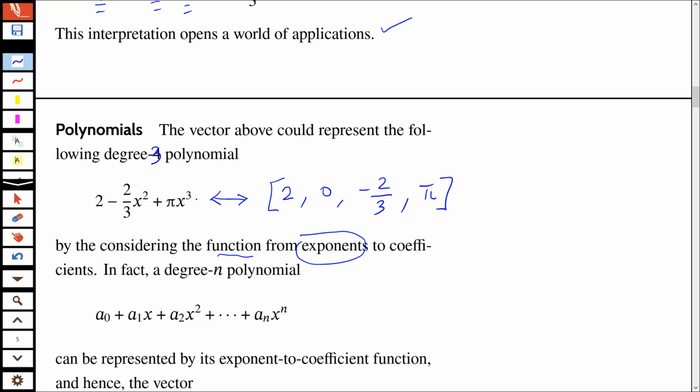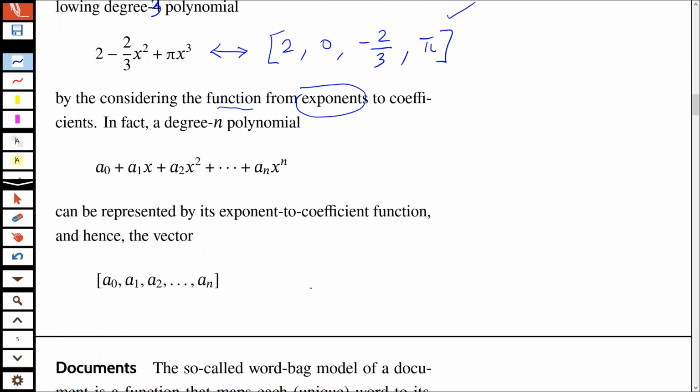So suddenly, this also means that a polynomial can be specified uniquely by a vector. This was the advantage of viewing this as a function. And in fact, any degree n polynomial of this form can be specified by a vector. I just list the coefficients and I see each coefficient as if it has been assigned to these exponents by some function. I imagine a function f which maps these exponents to coefficients, and that is why I can see the polynomial as a vector.